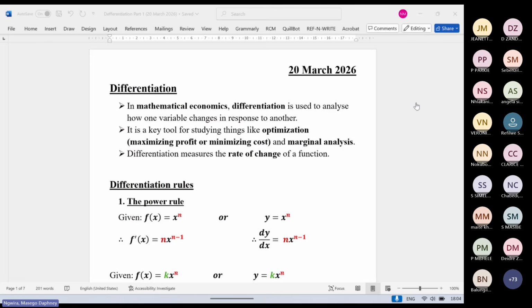It's the theory under differentiation. So I'm only going to focus on the differentiation rules. You're more than welcome to go through the theory.